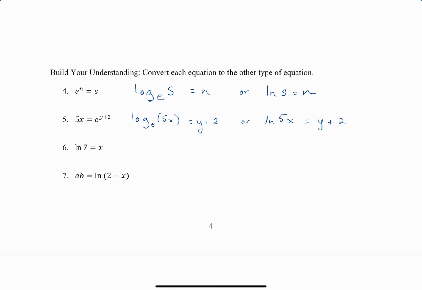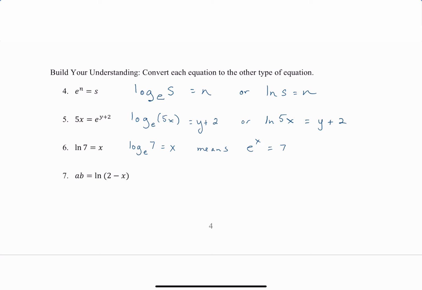Okay, converting in the other direction. Let's write ln of 7 equals x as an exponential equation. And you are welcome, as always, to write ln as log base e, if that helps you. And then what does that mean? It means e to the x will give you 7.